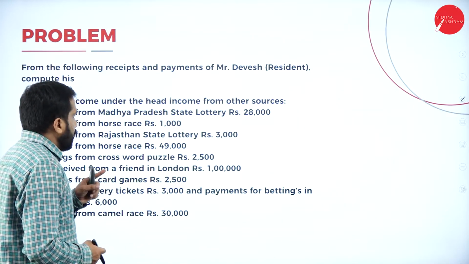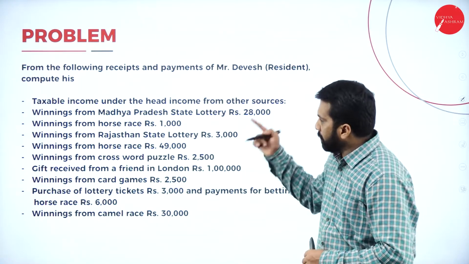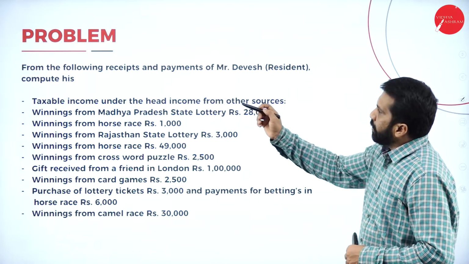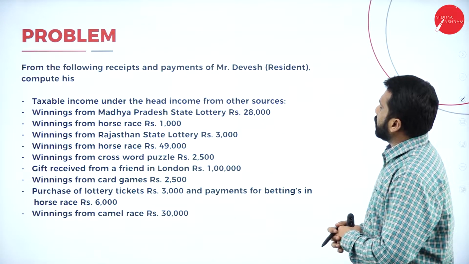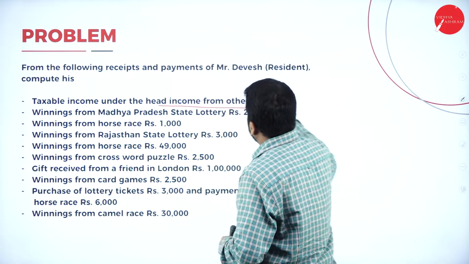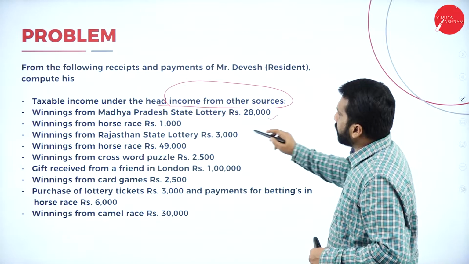Then the next one, the problems on income from other source. Similar kinds of problems you can expect, only the numbers will be changed. From the following receipts and payments of Mr. Divesh, resident, compute his taxable income under income from other source. Like winning from Madhya Pradesh lottery.